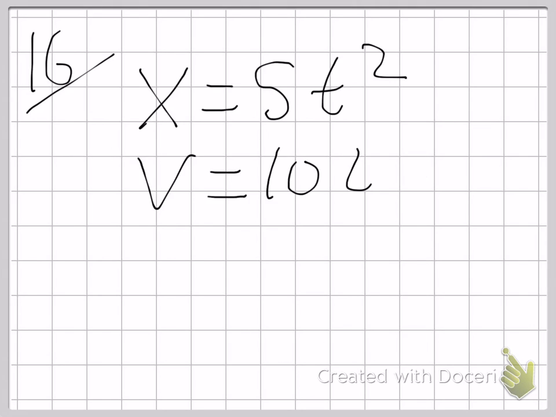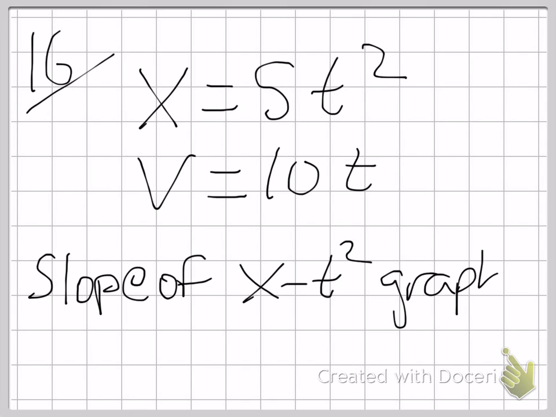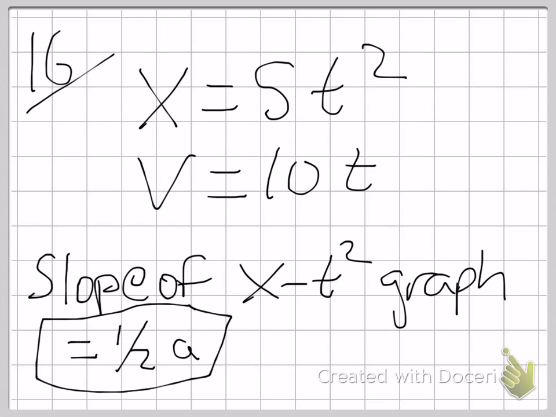Now, when we look at our other equation here, what we see is that our two slopes are exactly double or half of each other. So 10 is exactly the acceleration. 5 is half of that number. So that means the slope of our x versus t squared graph is exactly 1/2 of the acceleration, no matter what it ended up being.